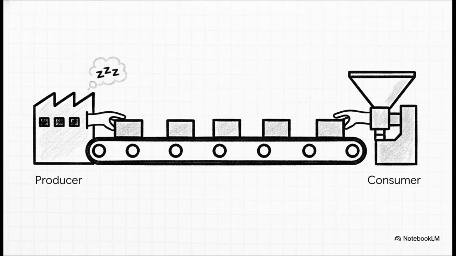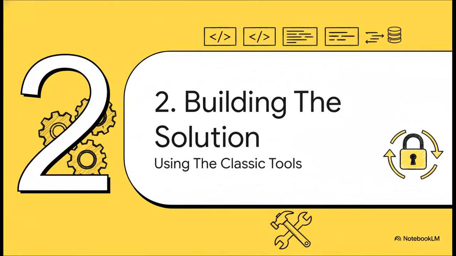You've got a worker, the producer, placing items on the belt, and another worker, the consumer, taking them off. The belt itself, that's our shared buffer. And it's simple. If the belt gets full, the producer has to stop and wait. If it's empty, the consumer has to wait. And that's it. That is the whole problem, right there. Okay, nice. You've just defined the problem perfectly.